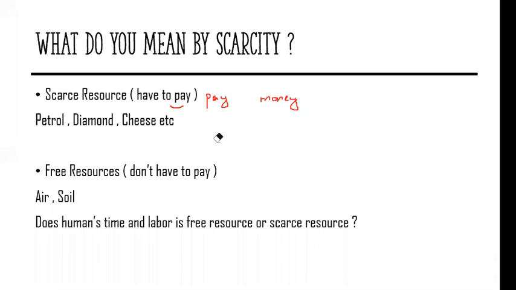For example, suppose I ask this simple question: humans, time, and labor. Is it a free resource or a scarce resource? Tell me. Like your time, your labor, if you're doing something, is it a free resource or a scarce resource?